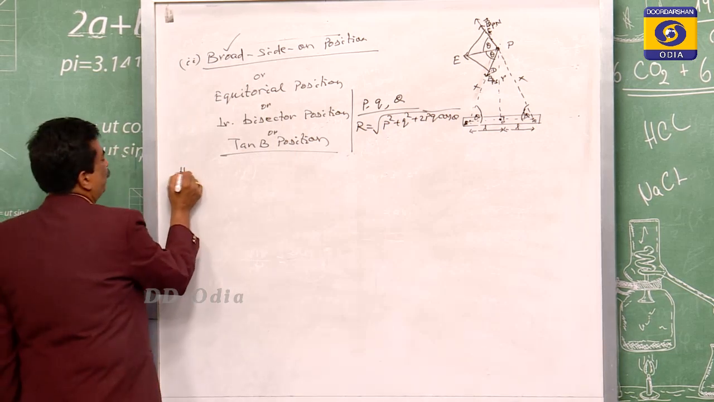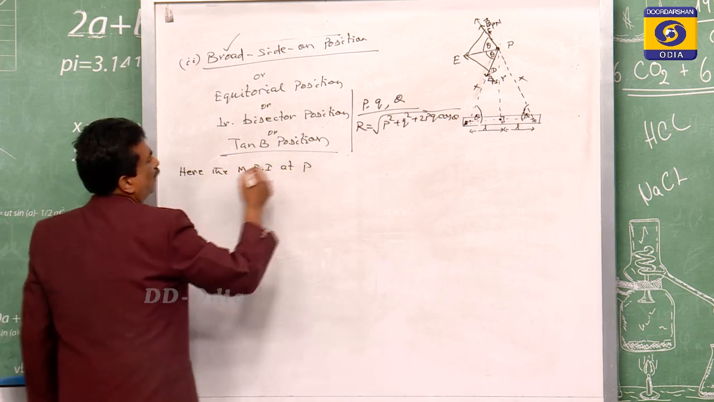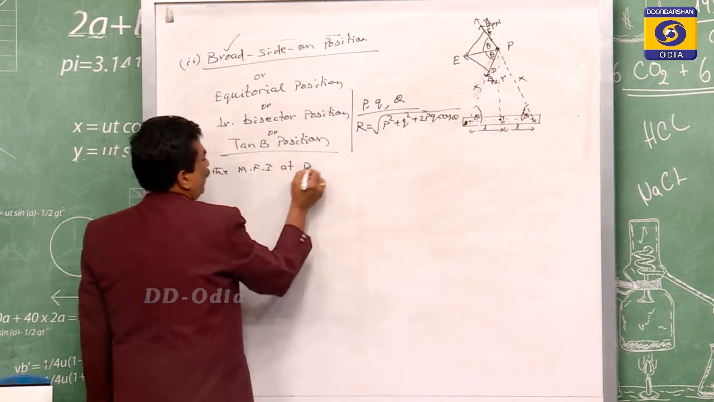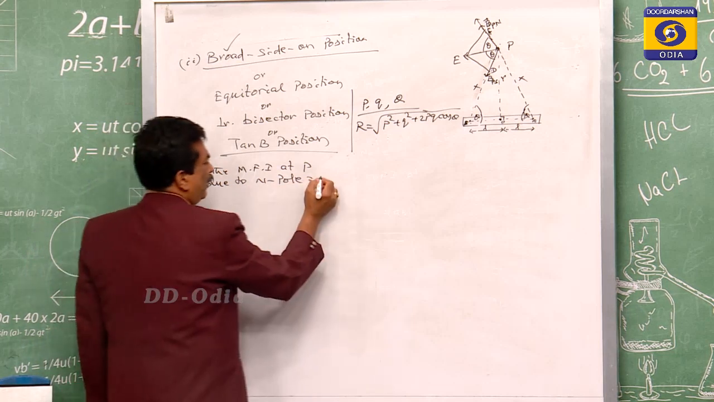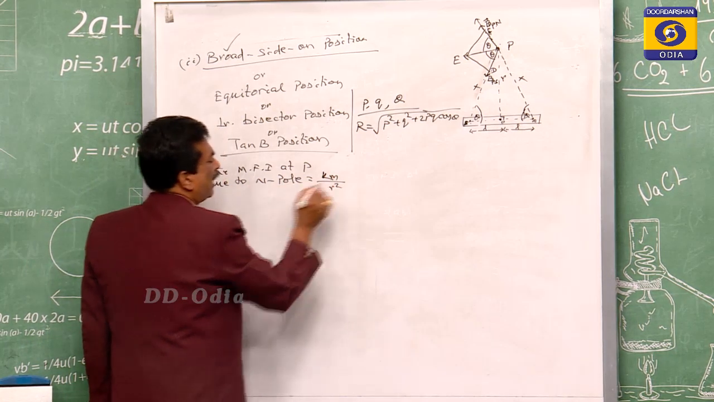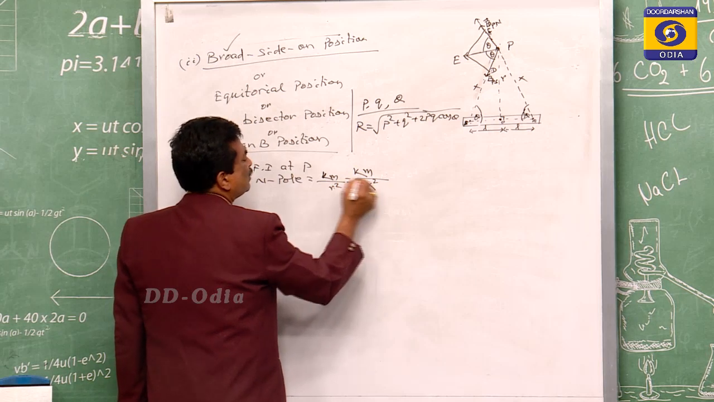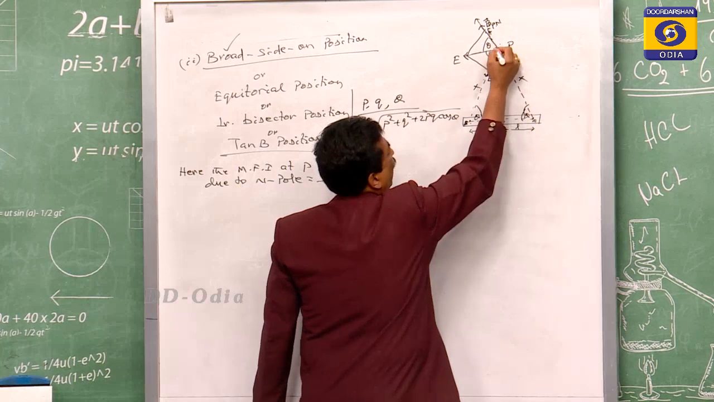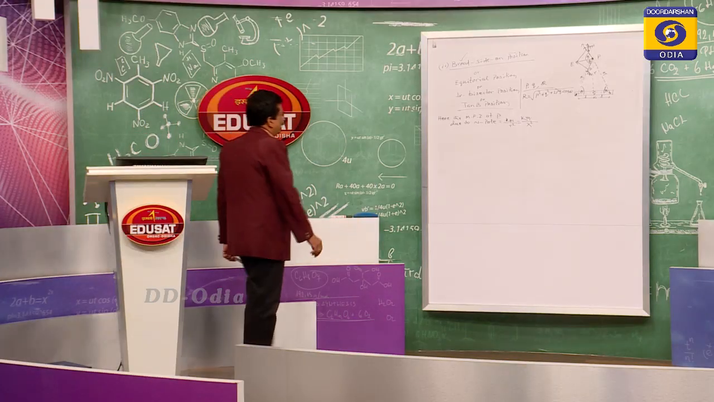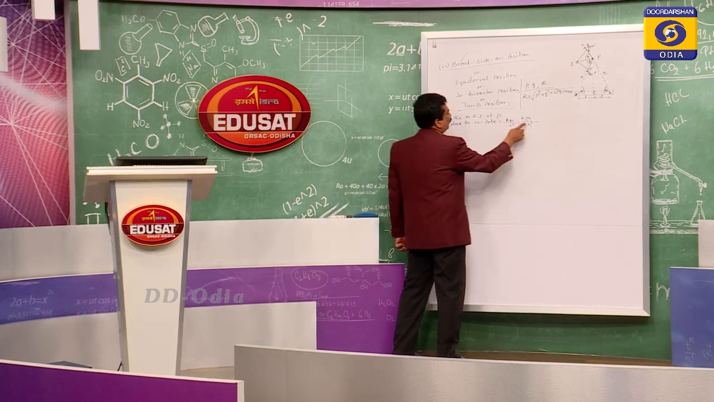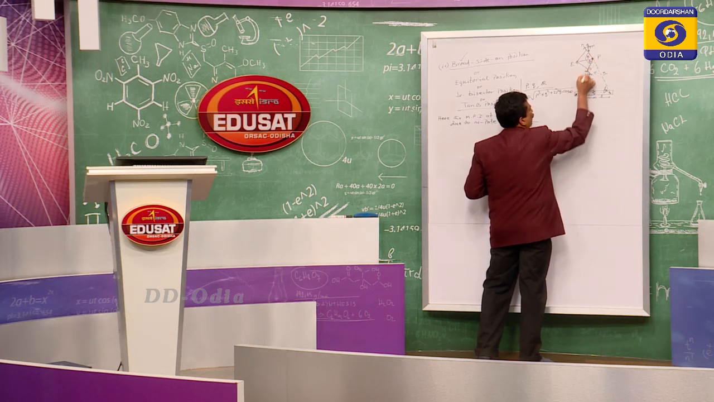And here, the magnetic field intensity at P due to the North Pole will be how much? K m by r square, which is our formula, and that equals k m by r, where r is nothing but the distance between N and P, and that distance is x. So, k m by x square. As we wrote, the magnetic field intensity at P due to the north pole equals this one. Similarly, at the point P, another magnetic field exists along PS.